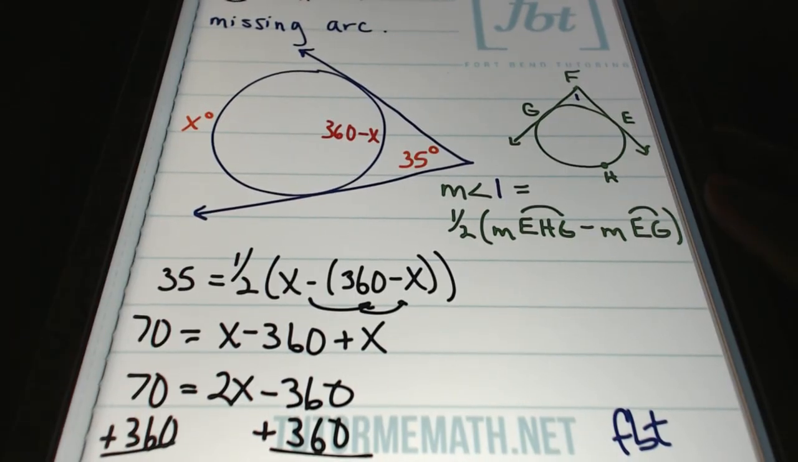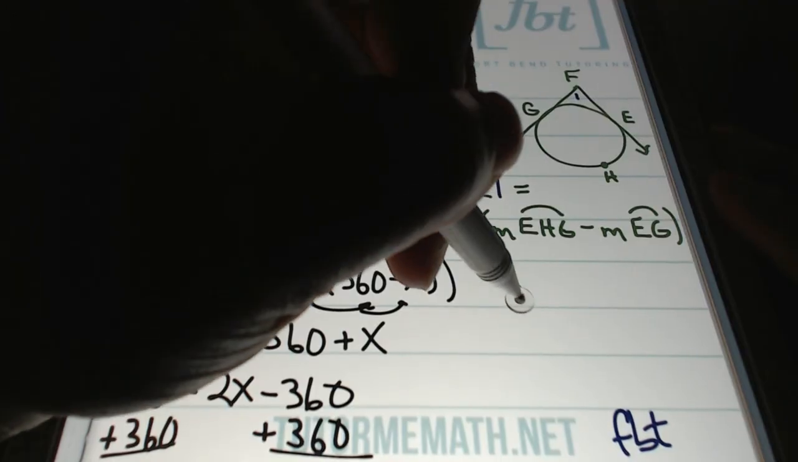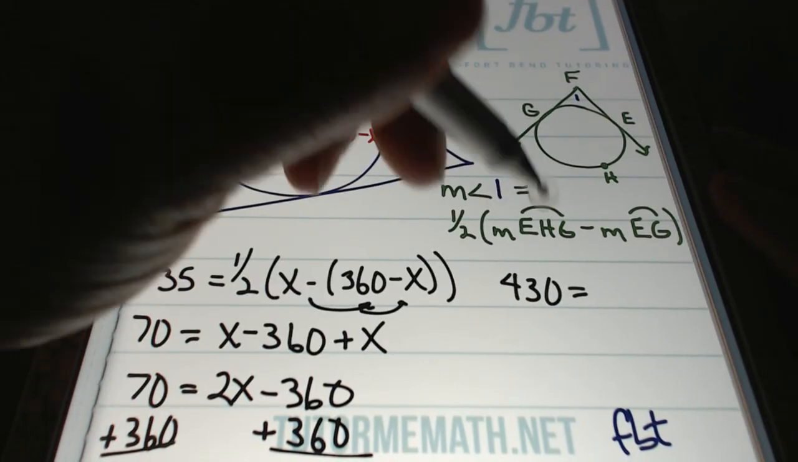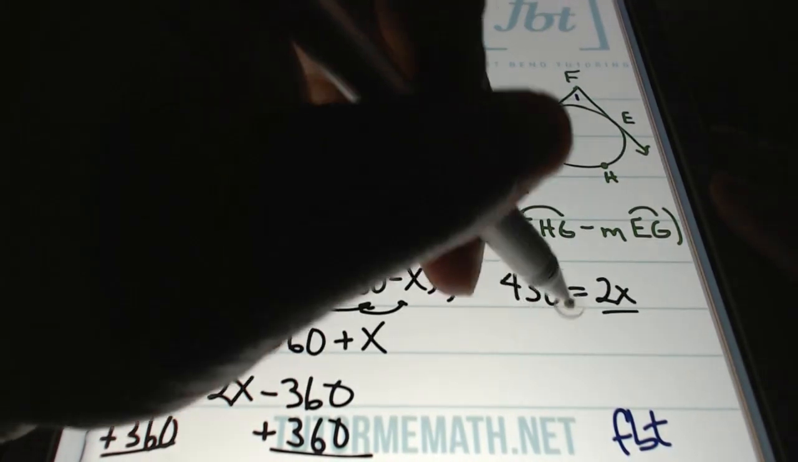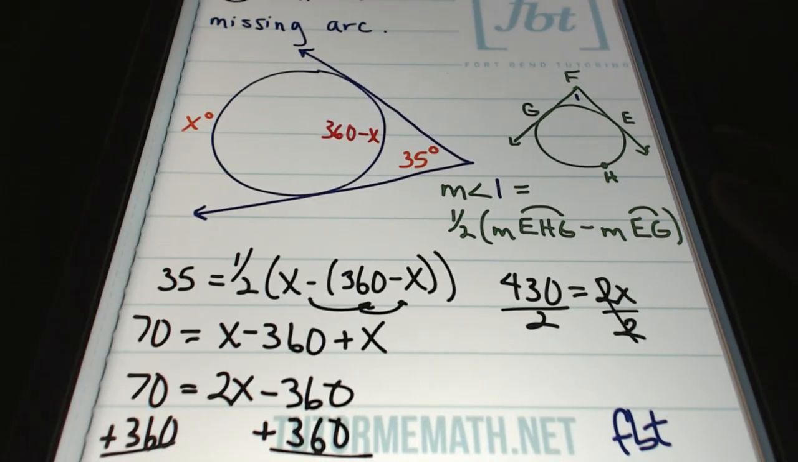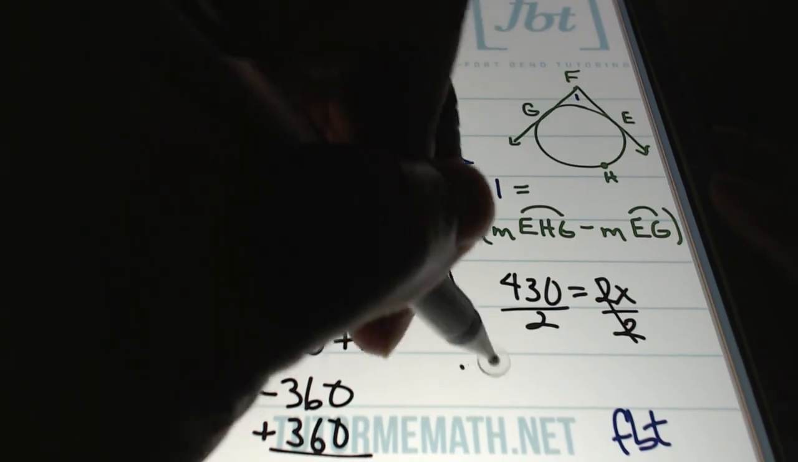We end up with 430 being equivalent to 2x. And then we'll be dividing both sides by 2 to find out our value of the missing arc. So our value, guys, for x is going to be 215 degrees.